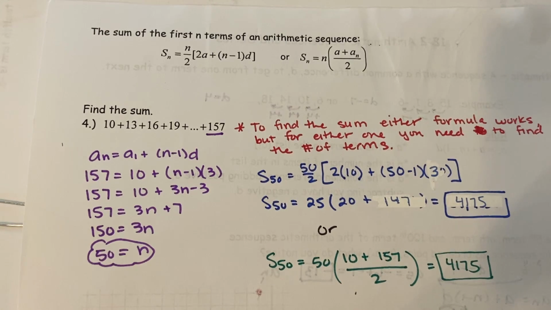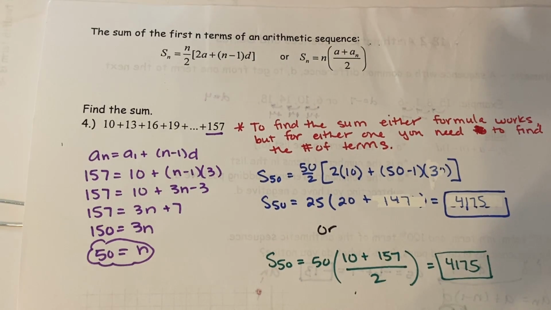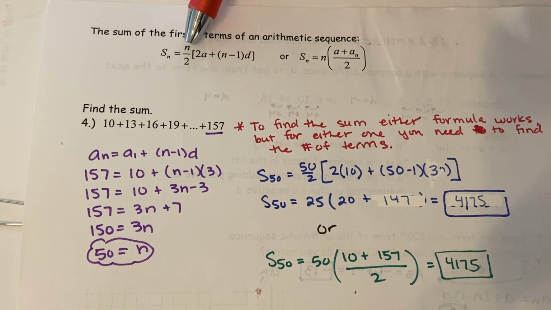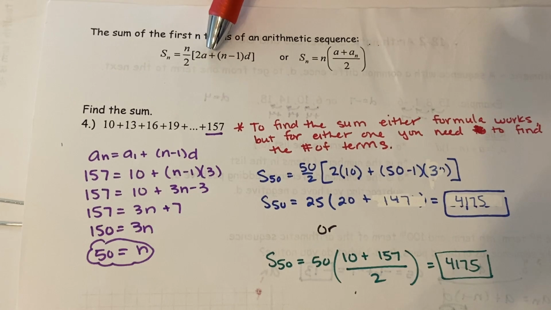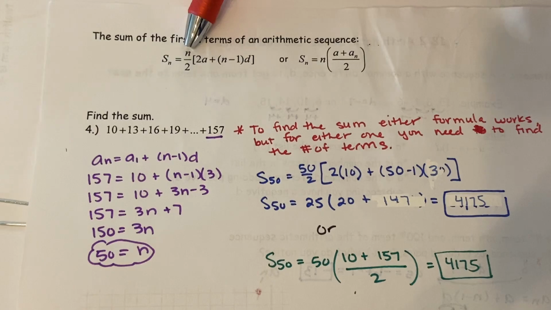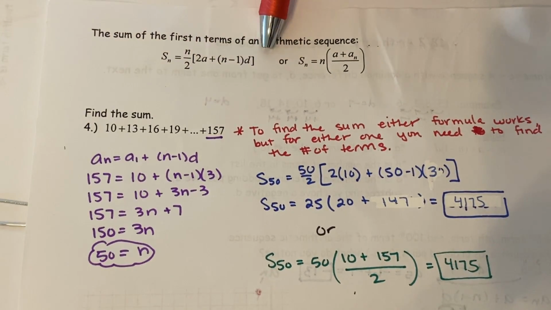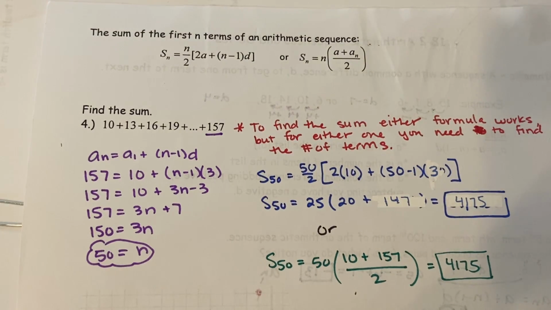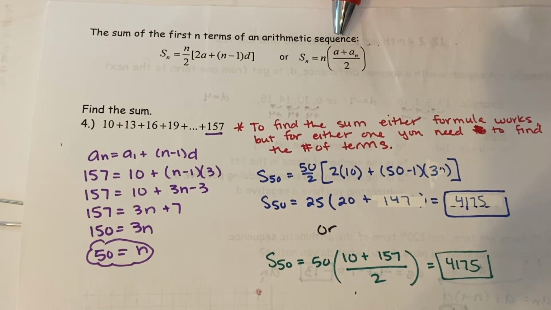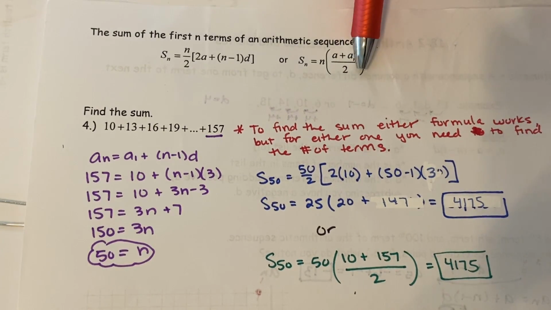To find the sum of an arithmetic sequence, we have two different sum formulas, depending on what information is given to us. Our first sum formula is n over 2 times, in brackets, 2a plus n minus 1 times d. So if I know the number of terms, my first term, and my common difference, I can use this formula. Or the other one that we're more familiar with is n times the quantity of the first term plus the last term, all over 2.